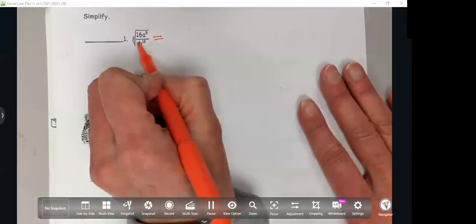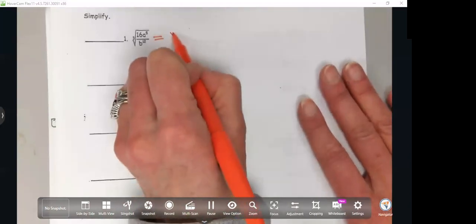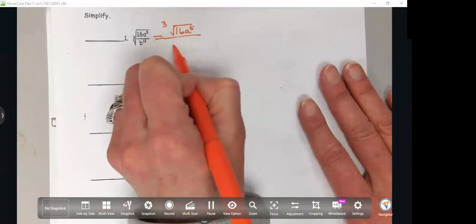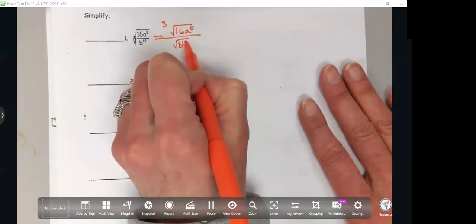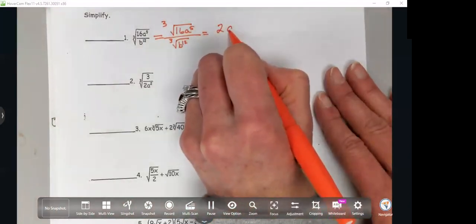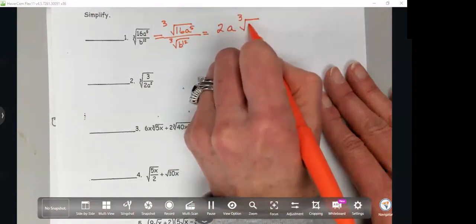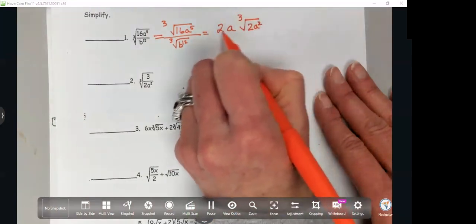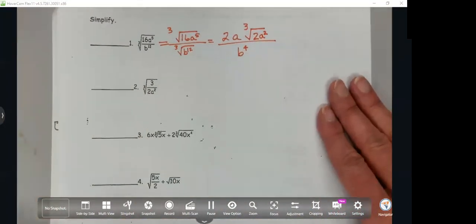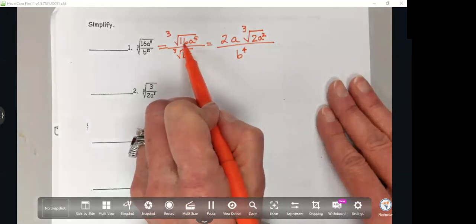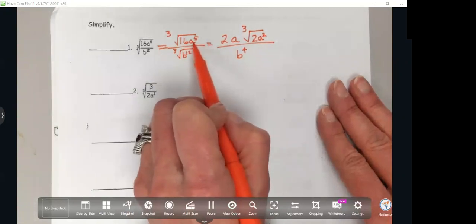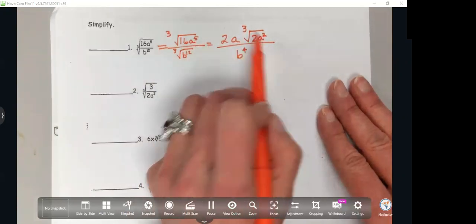So here we've got this. We can change that to the cube root of 16a to the 5th over the cube root of b to the 12th. This is going to be 2a cube root 2a squared all over b to the 4th. Hopefully you can see where I get that. This is 8 times 2. 2 is the cube root of 8. 3 goes into 5 once, and I'm left with 2.